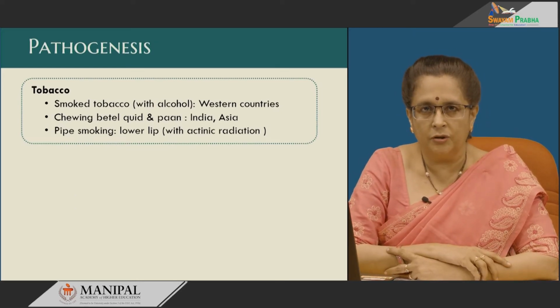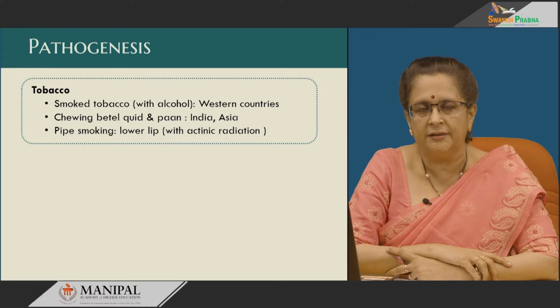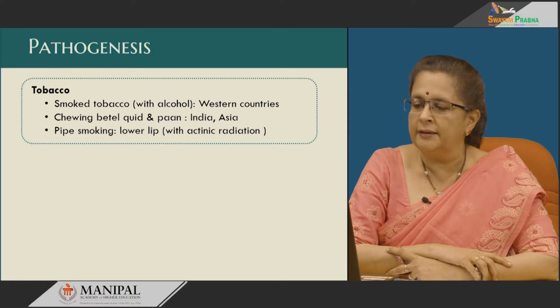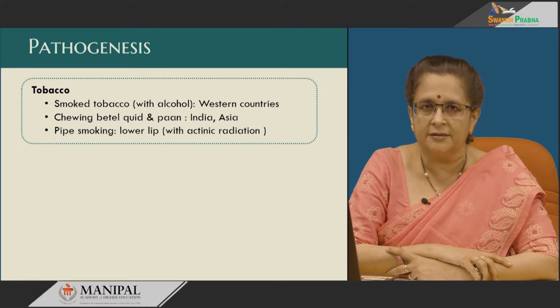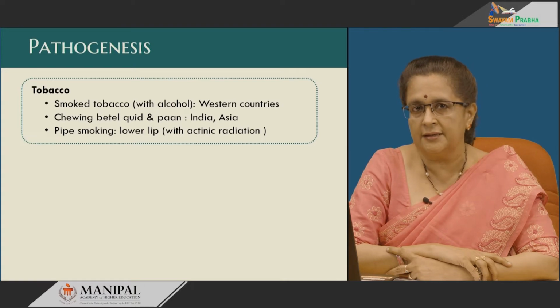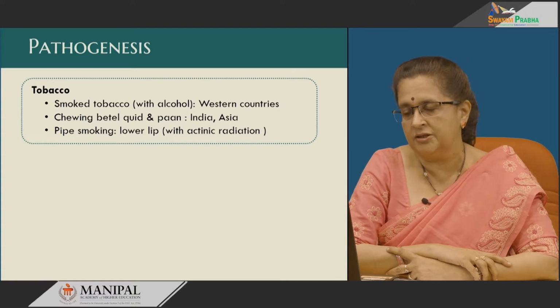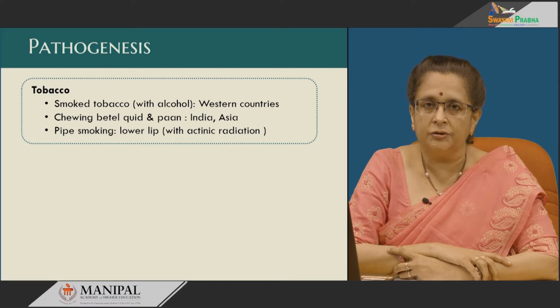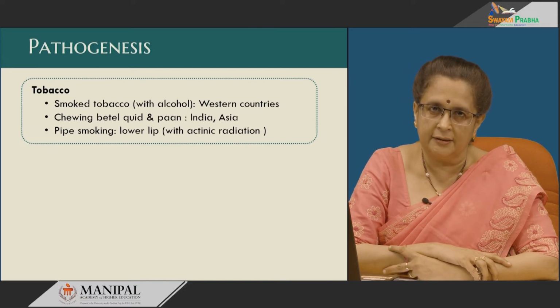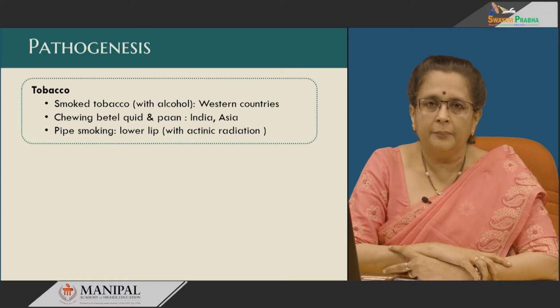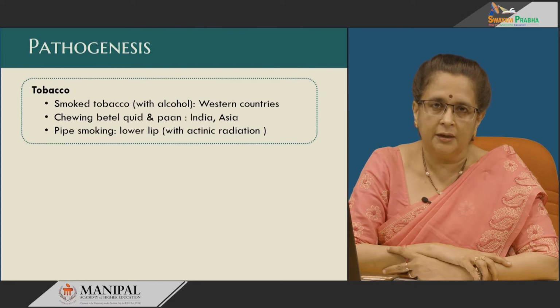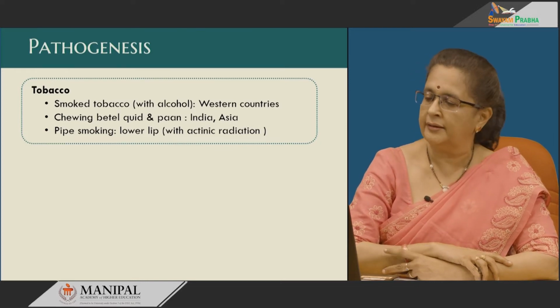Most often it is smoked tobacco, especially in western countries, but the increased incidence of oral carcinomas in other countries like Asia, India especially, has been noted to be due to chewing of betel quid and pan, which has certain carcinogenic agents in the form of arecanut etc. And pipe smoking gives rise to carcinomas of the lower lip. This is in association with actinic radiation.